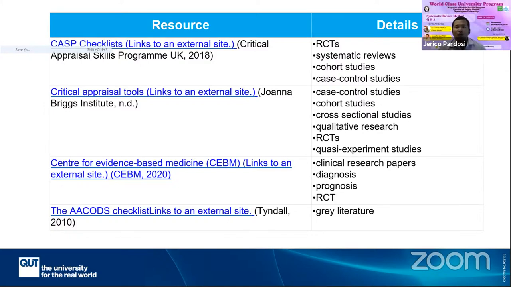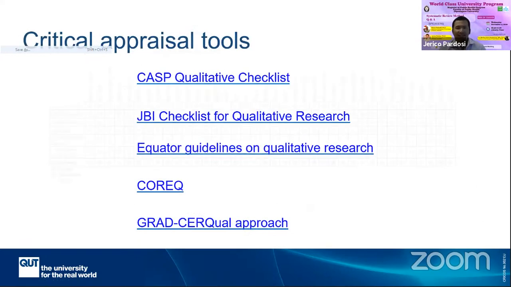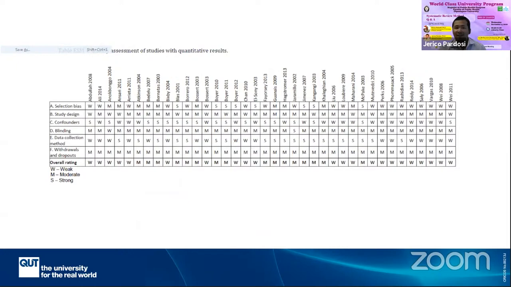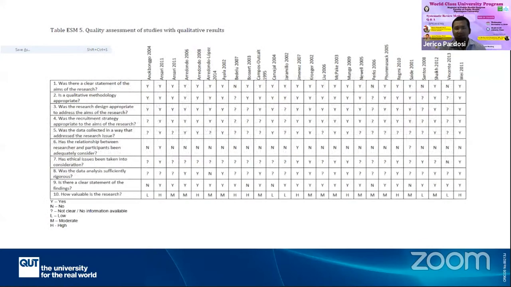Ini link-link untuk melakukan quality appraisals, baik untuk yang kuantitatif maupun juga untuk kualitatif. Nah, untuk grey literatur bagaimana Pak? Laporan dinas kesehatan, bagaimana kita bisa mengappraise-nya? Itu ada dengan menggunakan double A codes, checklist. Ini tambahan critical appraisal tools. Ini contohnya. Jadi ini semua included studies, dan ini kriterianya, Bapak-Ibu bisa bilang weak, moderate, atau strong. Ini untuk qualitative result, saya hanya constraint waktu.